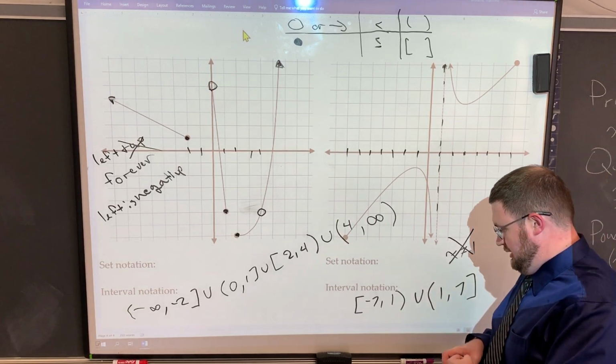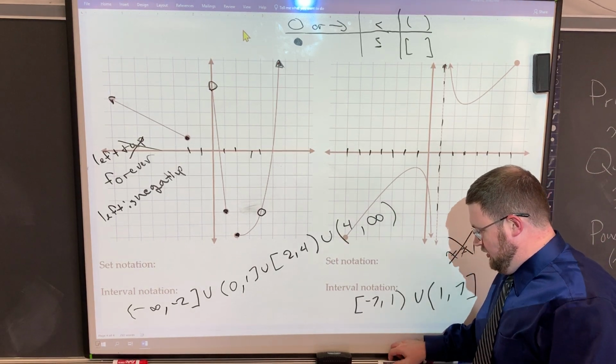So that is domain in interval notation of piecewise functions.